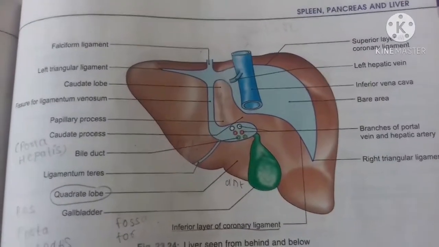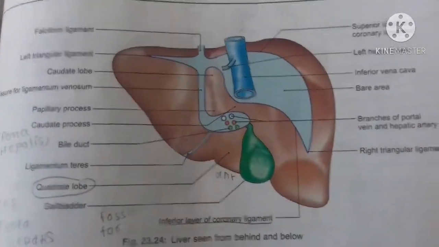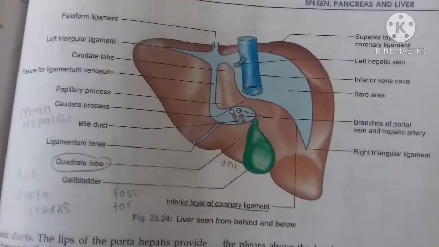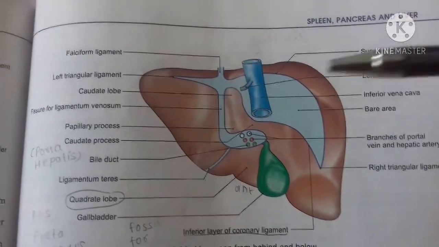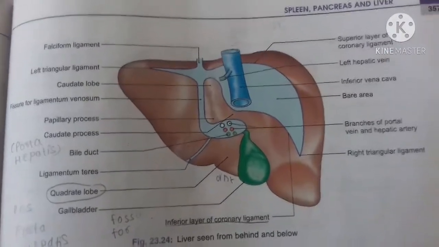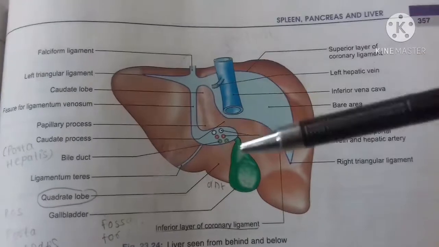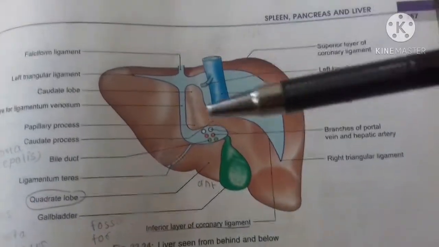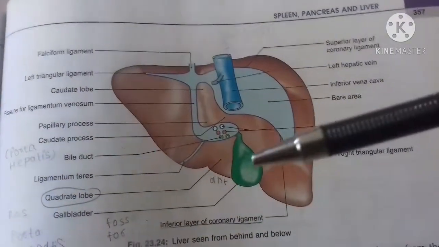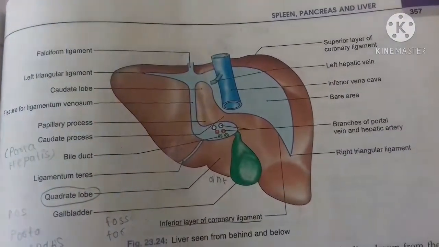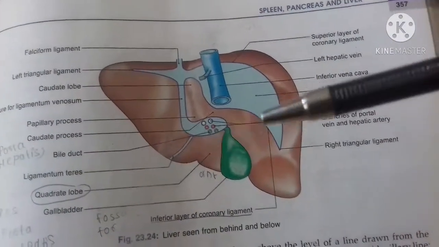Now let us learn about the peritoneal relation. Firstly, the areas which are not covered by peritoneum: the bare area on the right lobe of the liver, which is on the posterior surface. Then the groove for the inferior vena cava, which is situated between the caudate process and the bare area. Next is the fossa for the gallbladder, which is situated on the right side of the caudate process.